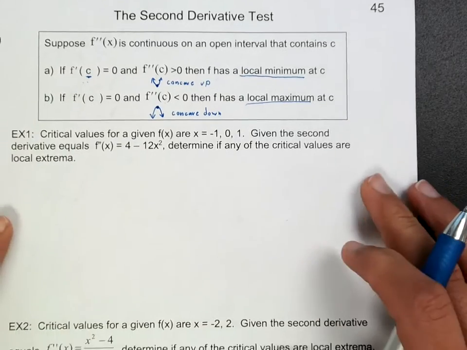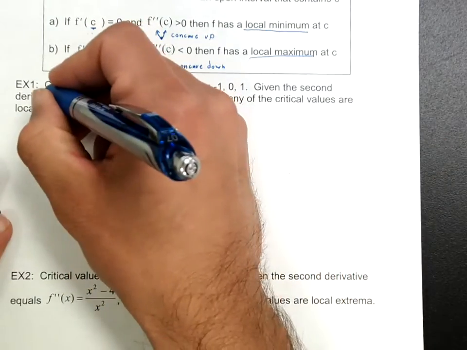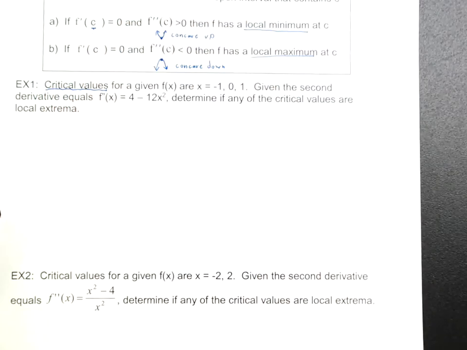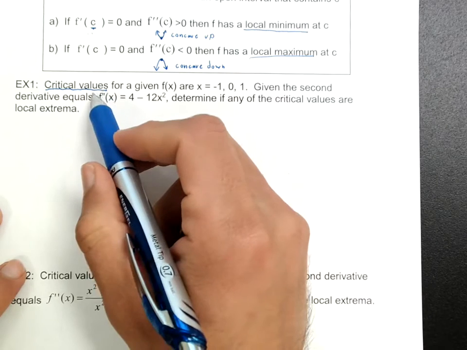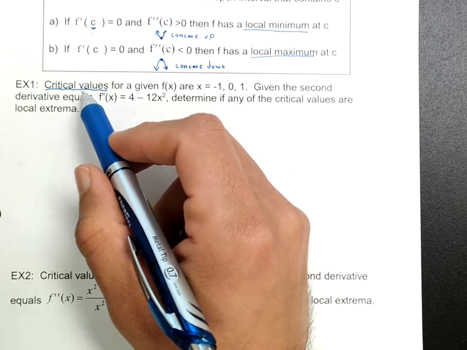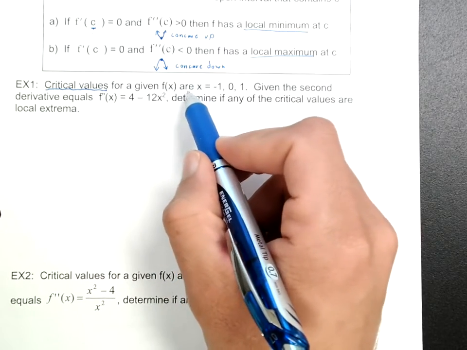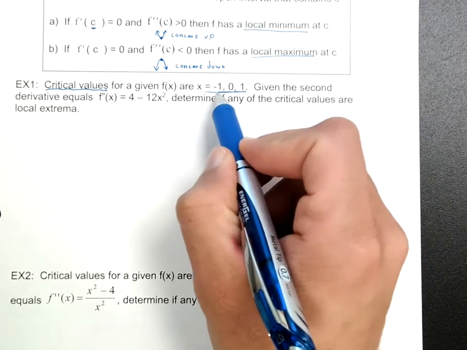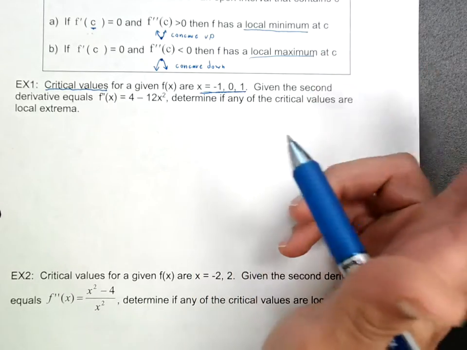So on example 1, it's given to us that we have this critical value. So remember, critical values are the values where the derivative is equal to 0 or undefined. However, because we took two derivatives, that probably means that the derivatives are equal to 0. These are the critical values right here for f of x. So remember, at that point, you could have a minimum or maximum or neither. You don't know that, all right?